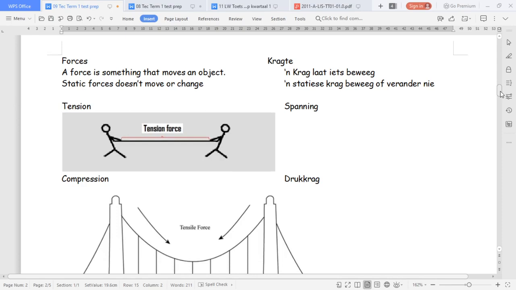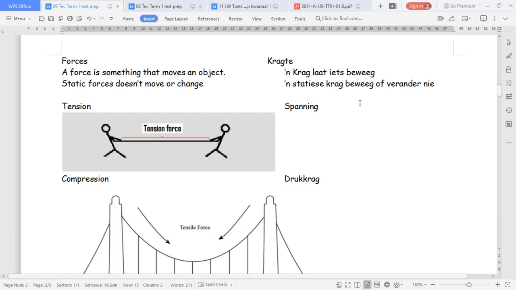Now let's have a look at forces. So dis die kragte. So 'n krag is basies iets wat iets anders laat beweeg. So force is something that makes an object move. A static force, statiese krag, is something that doesn't move. So there's no change and no movement, so that is static force.